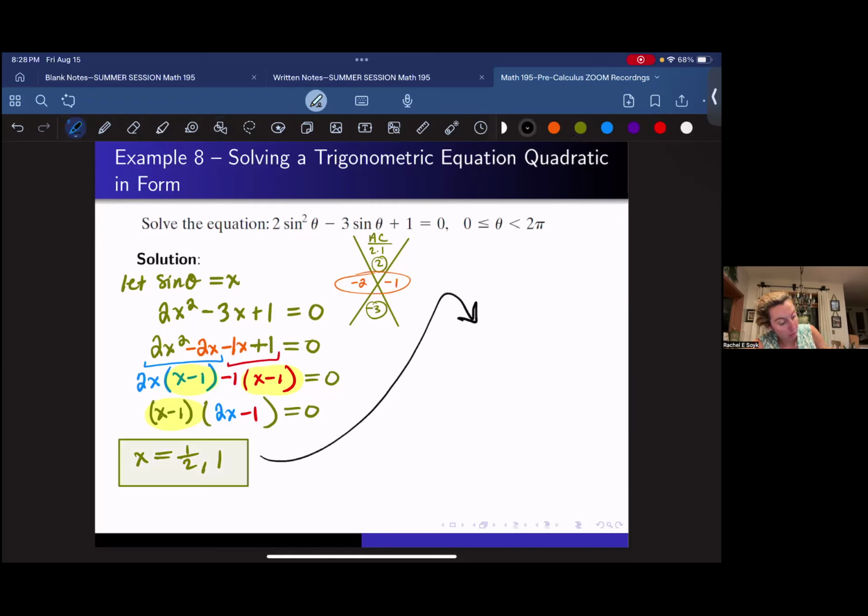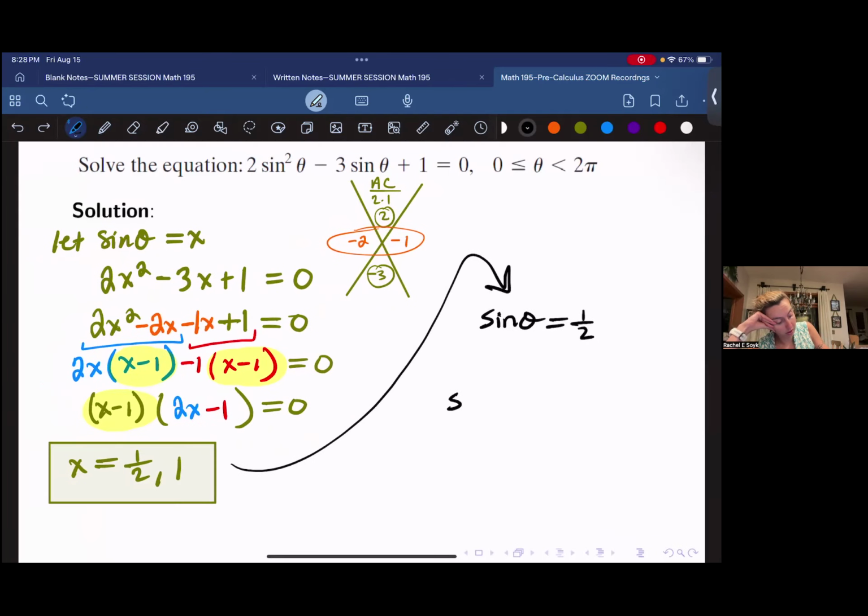x for sine theta. So we have sine theta is equal to 1/2. And then we have sine theta is equal to 1. And we want to figure out what are all of our solutions where this is satisfied. Okay. It's both positive, so we're just looking at our first and second quadrants when we're dealing with our sine.